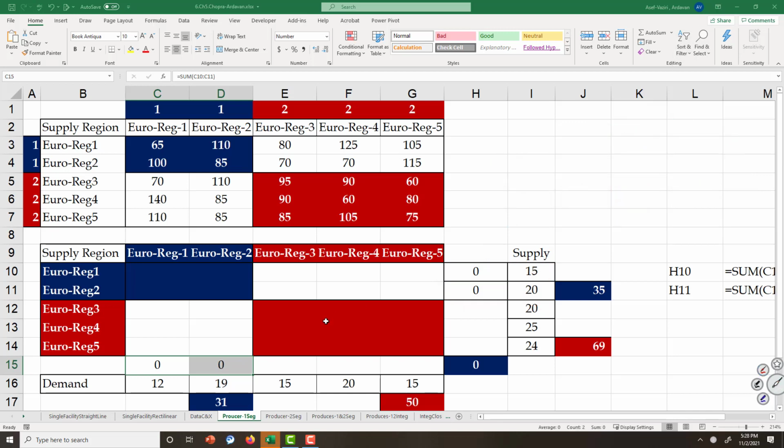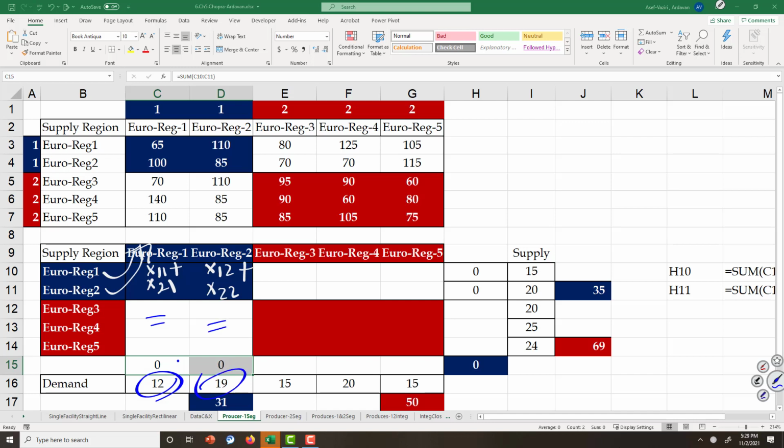The same for demand. X11 plus X21, what has been gone from this origin to this destination and from this origin to this destination, should be equal to what this destination needs. The same for the other one. What has been sent from origin 1 to destination 2 and from origin 2 to destination 2 should be equal to the demand of destination 2.